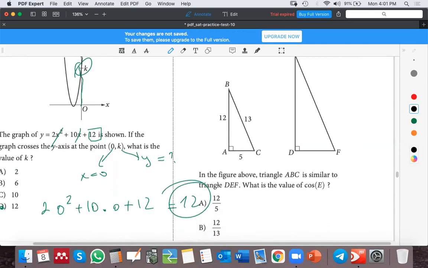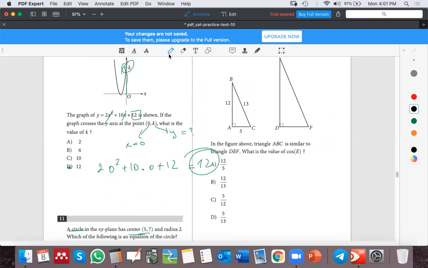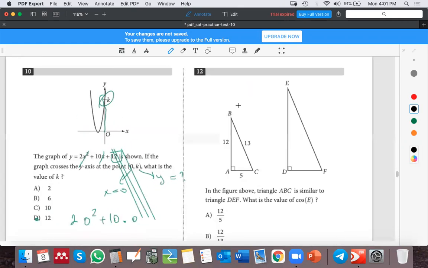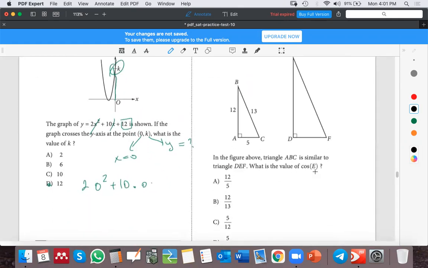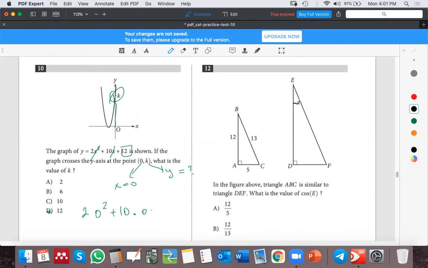Now, question number 12. It says that in the similar triangles, what is the value of cosine of A? Look now, dear students. If these two triangles are similar, we have corresponding angles. It means that opposite the corresponding angles, we have similar sides. When you look at this figure, first of all, this is the hypotenuse, so it will be 13K.